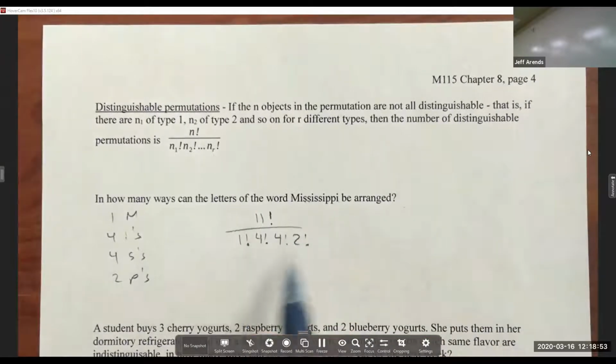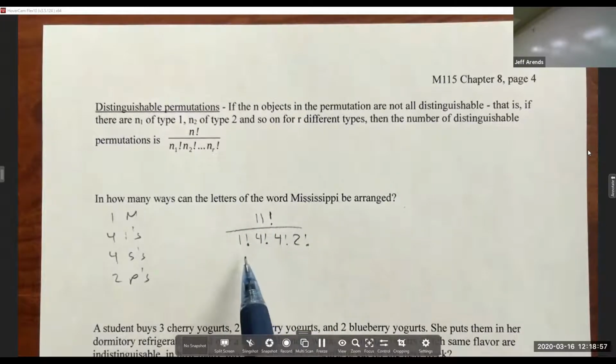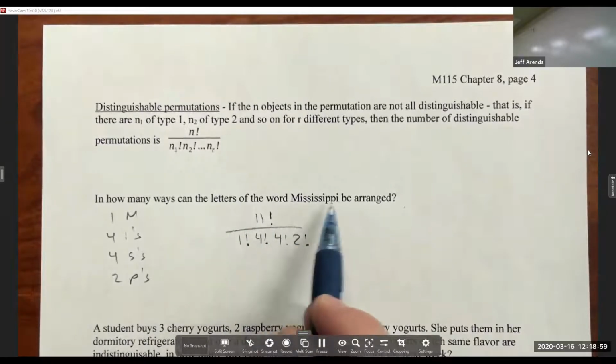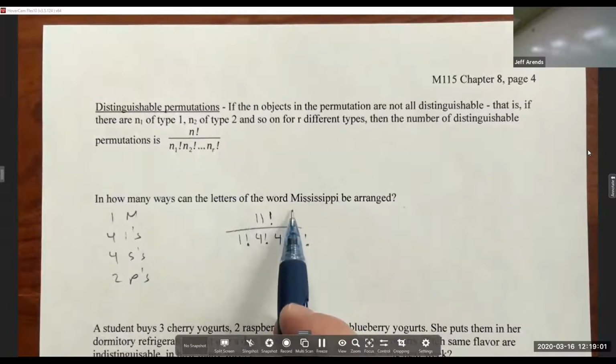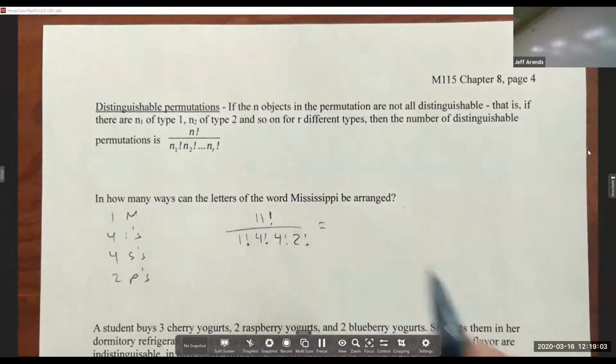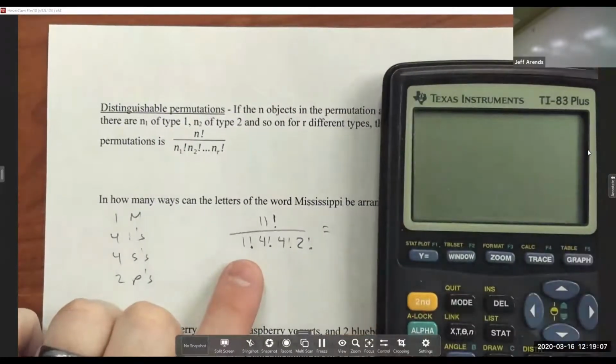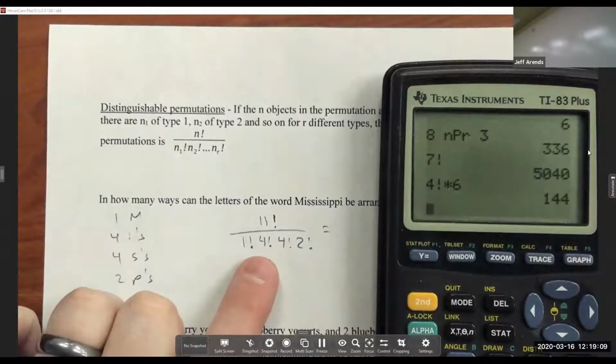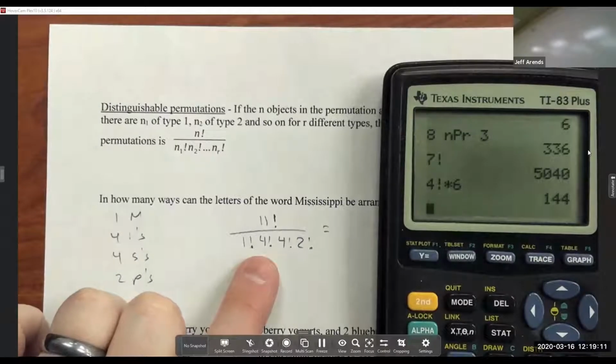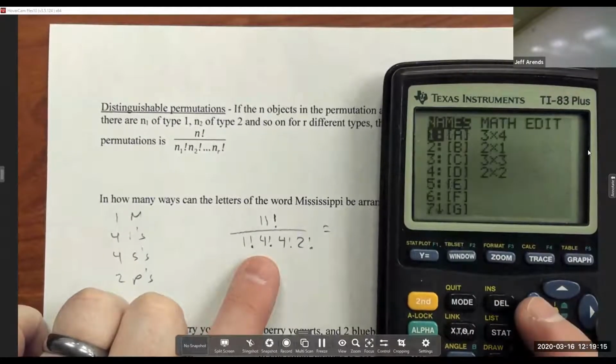So by dividing this off, I'm essentially getting rid of a bunch of indistinguishable permutations, technically. I'm getting rid of the indistinguishable ones. And it turns out when we do this, it will always come up with an integer. If it comes up with something other than an integer, it means you plugged something in incorrectly.